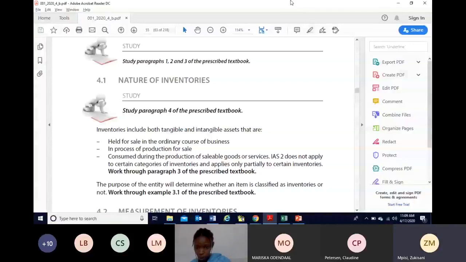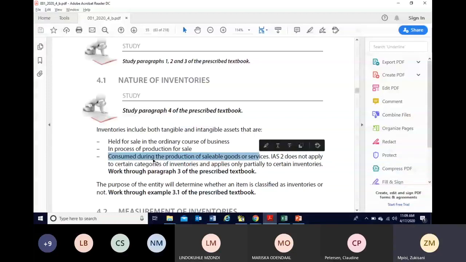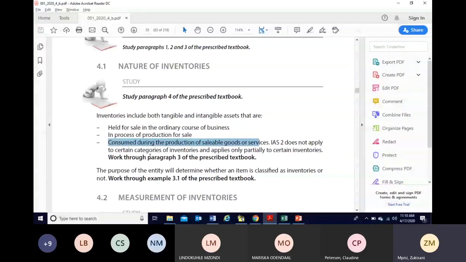So they say inventories are both tangible and intangible assets. They are held for sale in the ordinary course of business, in the process of production for sale, consumed during the production of saleable goods or services. Now, this last one we'll be unpacking today, because we'll also be touching on things such as your NRV, which is your net realizable value. So this is by definition what we are looking at when we are looking at inventories: assets that are held for sale, assets that are in the process of production for sale, and those that are consumed during the production of saleable goods.